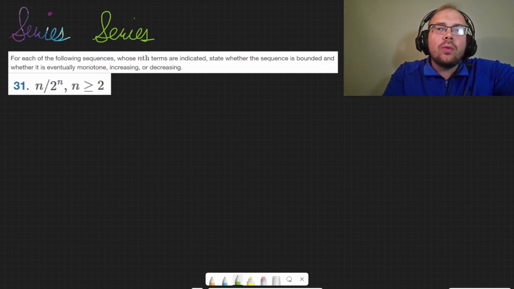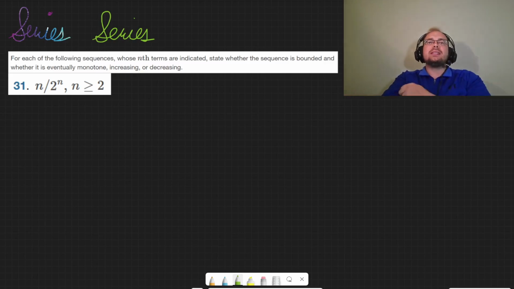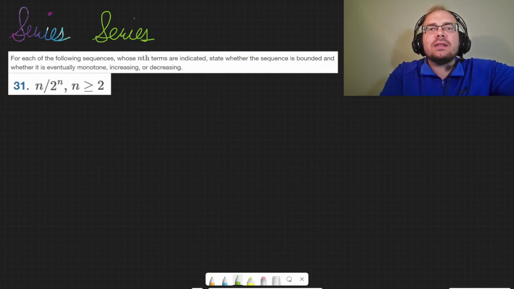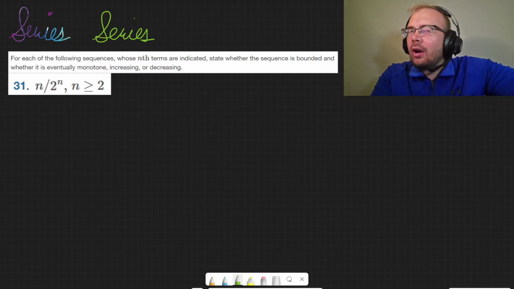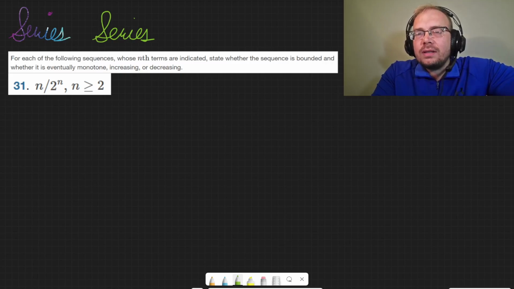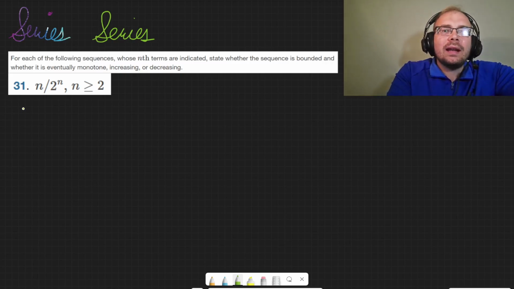So we want to figure out if the sequence is bounded and whether it is eventually monotone, increasing, or decreasing. It can either be bounded or unbounded, and then it can be monotone, and if it's monotone, it can be increasing or decreasing. Let's look at what that looks like. We can figure out all of the answers to those questions with a T-chart.